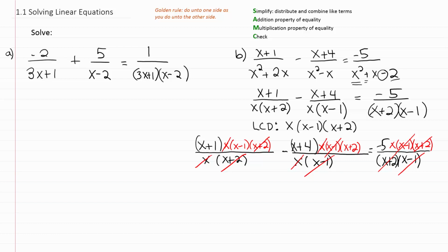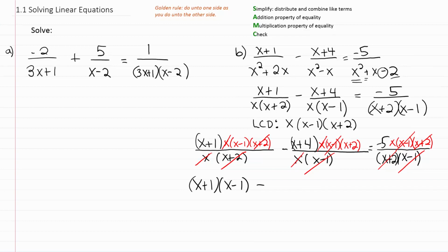So it looks like all we have left standing in the first fraction is x plus 1 times x minus 1. And then for the second fraction, we have a minus sign, and then we have x plus 4 times x plus 2. And then we have just minus 5x for the last term. All right, now from here, we're going to go ahead and simplify by distributing and combining like terms.